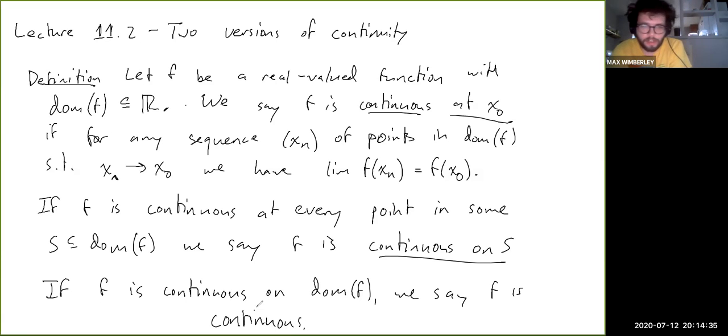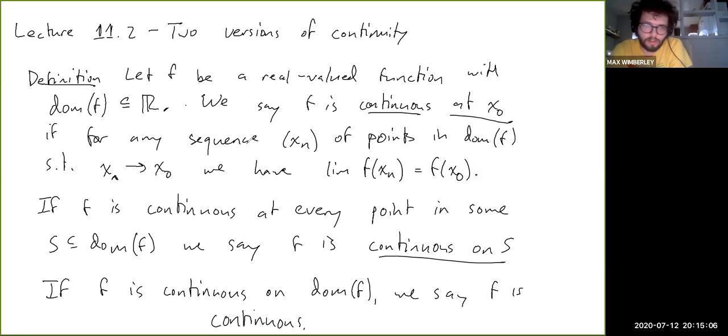So calling a function continuous is sort of the strongest thing you can say. Some functions might be continuous at some points in their domain and not others. And those functions would be called discontinuous, but they might be continuous at some points. So saying a function is discontinuous or saying a function is not continuous does not imply that it's discontinuous at every single point. It only implies that there exists at least one discontinuity somewhere in the domain. Okay? So that's the definition.